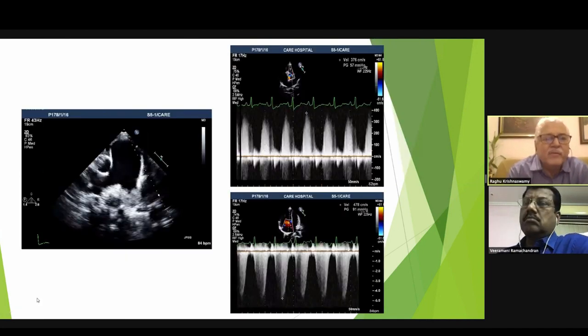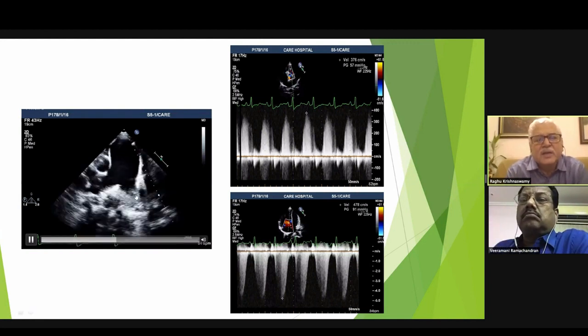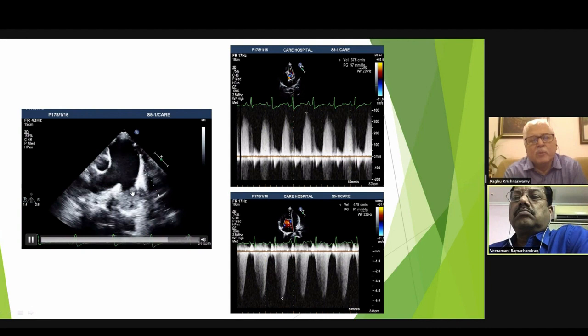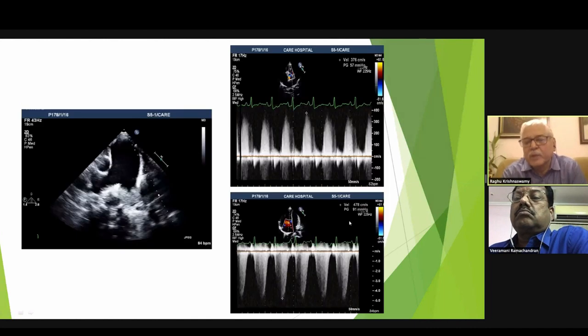Now, when we looked at the pulmonary artery, look how much the pulmonary artery is dilated. We see a distinct thrombus here with some mobile element. Her pulmonary artery diastolic pressures were fairly high, and the systolic pressures were in the range of 91 millimeters.